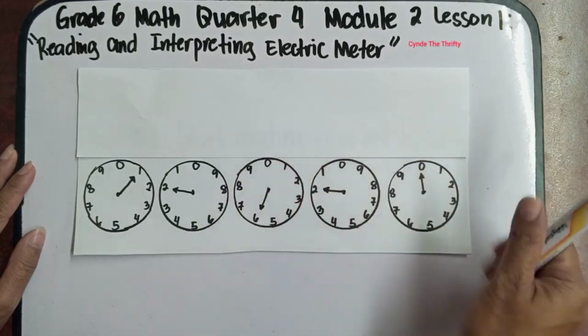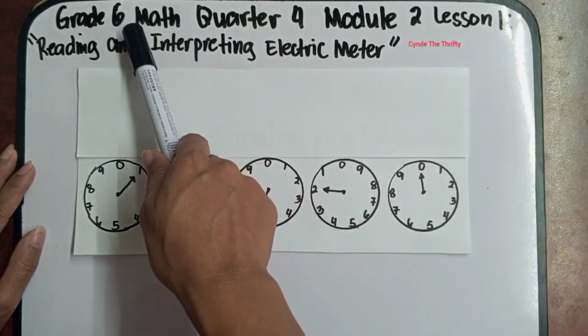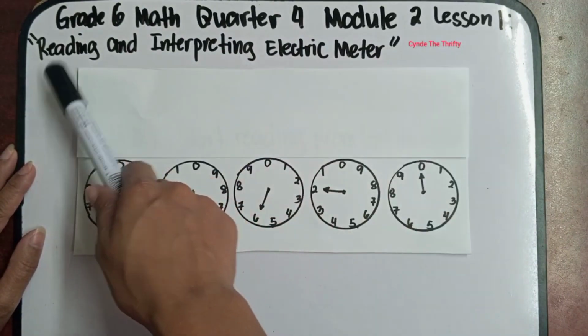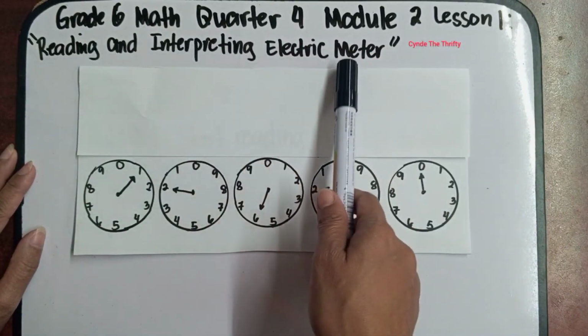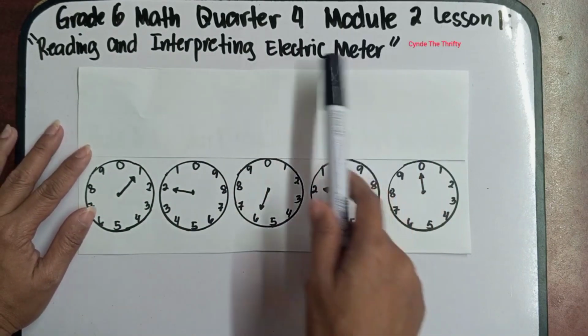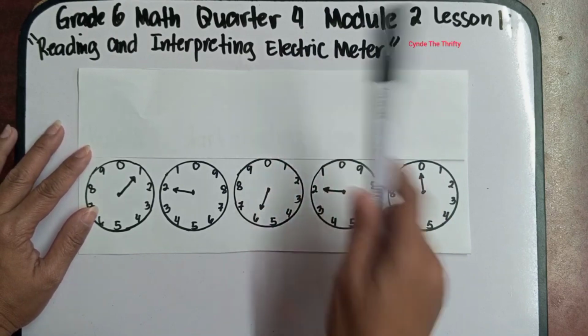Hi everyone! Continue tayo sa ating lesson. This is grade 6 math, quarter 4, module 2, lesson 1. Ang lesson 1 is reading and interpreting electric meter. So ang lesson 2 natin is reading and interpreting water meter. So ngayon ang gagawin natin is electric meter muna.